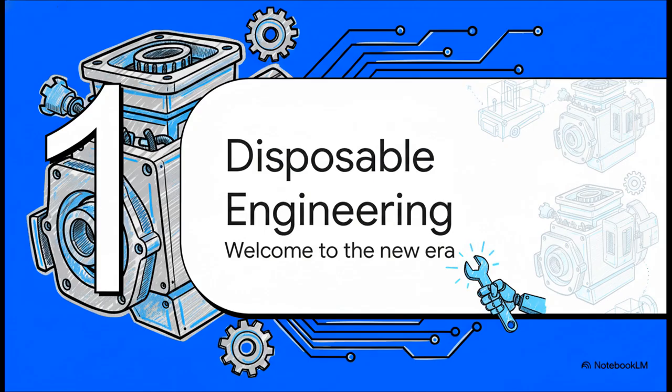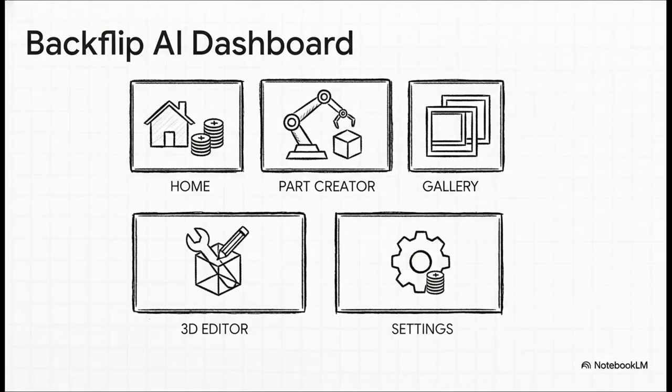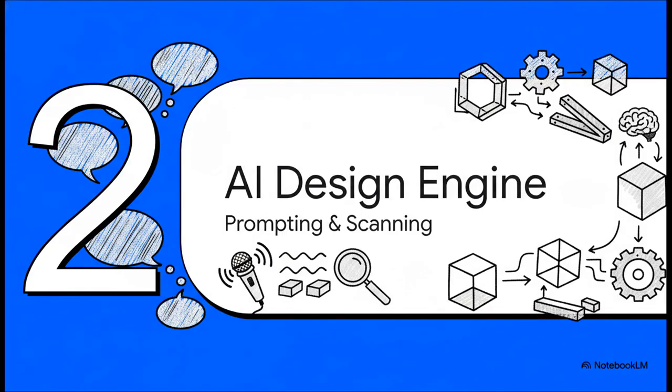First up, the dashboard. Right off the bat, you'll see this super clean, kind of industrial-style interface. It's pretty straightforward. You've got your home screen, which is your basic overview. Then there's the part creator. That's the main engine room where all the magic happens. Your gallery is your own private stash of all the models you've made. There's even a surprisingly powerful 3D editor. Think of it like a mini Unreal Engine for fixing little AI mistakes. And finally, settings, which is where you manage your credits, which, let's be honest, are basically the new currency in 2026.